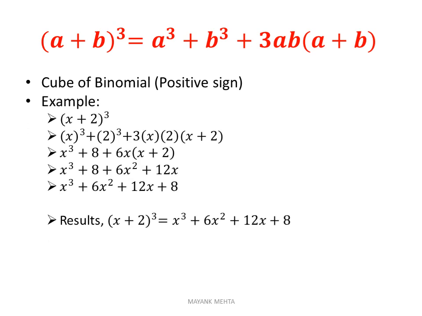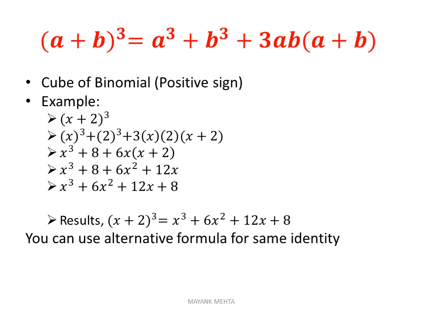Here is one example, (x+2)³. So it will be x³ + 2³ + 3 into x into 2 into (x+2). You will solve it. You know that 2³, that means 2 into 2 into 2, is 8, plus 3 into 2 is 6x into (x+2). You will solve that, so it will become x³ + 8 + 6x² + 12x. Then I have written it in descending order of power, so it will become x³ + 6x² + 12x + 8.